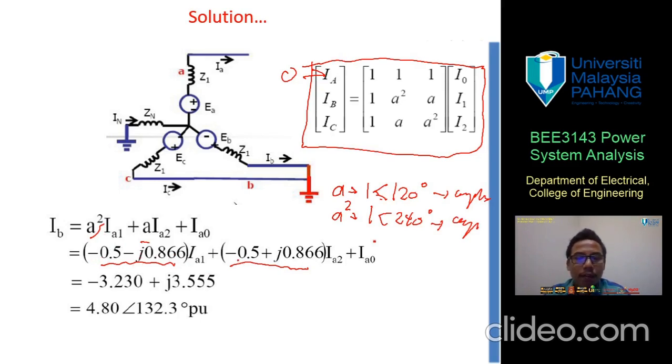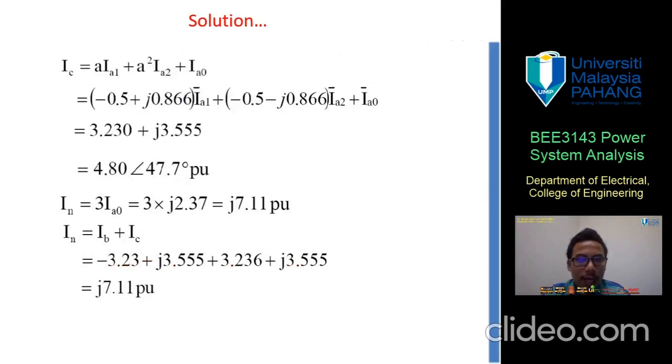And then for the case of A equal to negative 0.5 plus j0.866, we replace all the values of IA1, IA2 and IA0, solve it, and we get IB equal to 4.8 with a phase of 132.3 degrees per unit. Next is IC. So just do the same matrix. Solve it and you get IC equal to 4.8 with a phase of 47.7 degrees per unit.